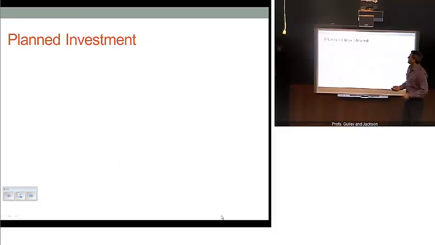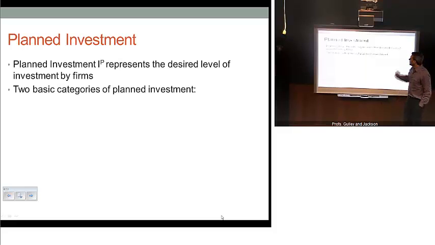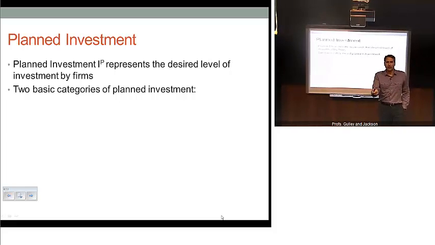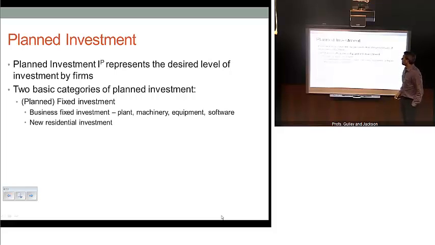The second, which is a bit more complicated as it turns out, is planned investment. And so planned investment, in some sense, represents the amount of investment that firms would like to engage in in a particular period of time. Okay, as it turns out, and we'll see in a minute, that's not necessarily the actual amount of investment that's going to occur. But there are two basic categories of planned investment. The first is planned fixed investment. So there are two sub pieces to this puzzle here.